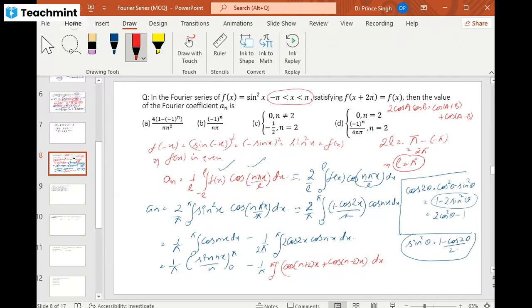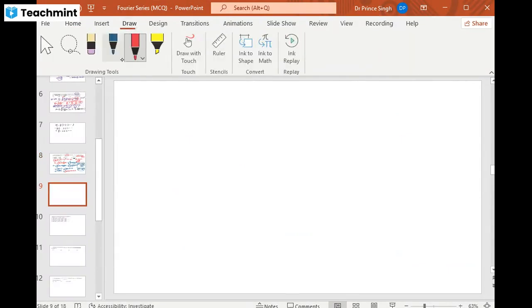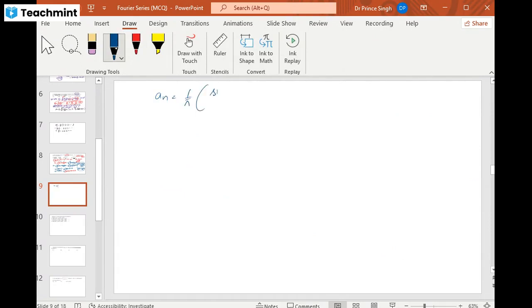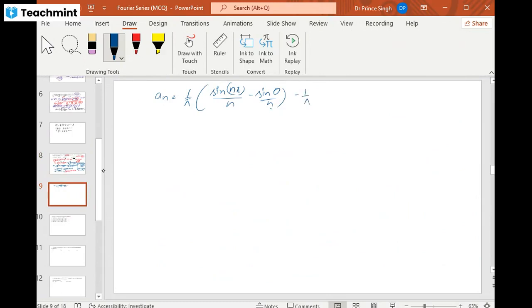Now let's move to one more slide here. Integrating the first part, we have already integrated; the value of a_n is 1 upon pi. Substituting the upper limit, it is sine of n pi minus sine of 0 upon n for the first part. And here, minus 1 upon pi times the integral of cos((n plus 2)x), which is sine((n plus 2)x) upon n plus 2, plus sine((n minus 2)x) upon n minus 2.